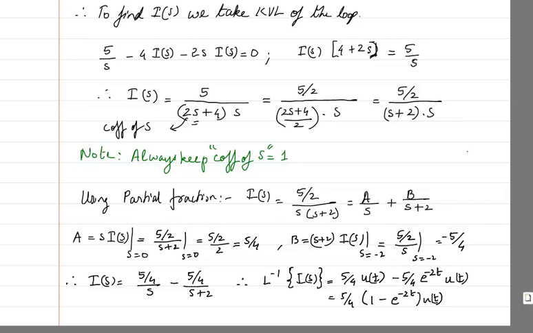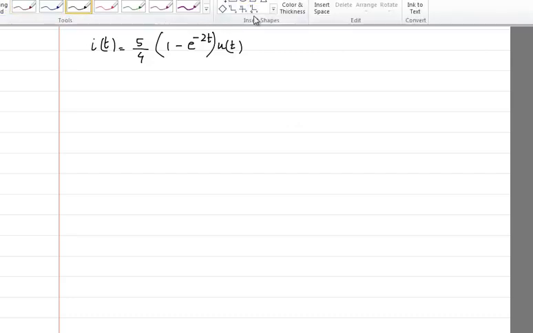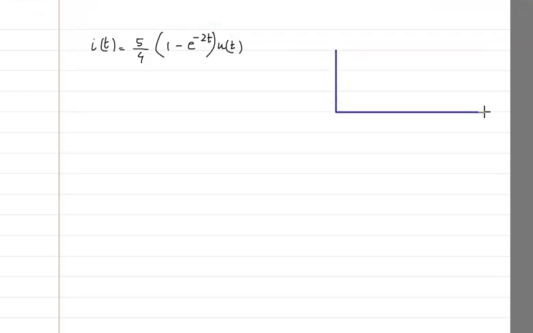Okay, let me write that in the next page. So I have got i of t is equal to 5 by 4 times 1 minus e raised to power minus 2t, u of t. This is what I have got. Okay, now I need to plot this. Now always in your examination, don't assume that you have to always plot it. There is no need for always plotting it. But here I will plot it because I want you to understand something.